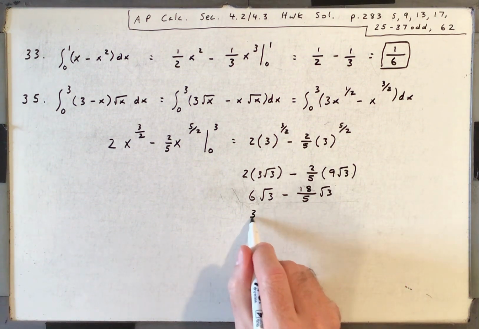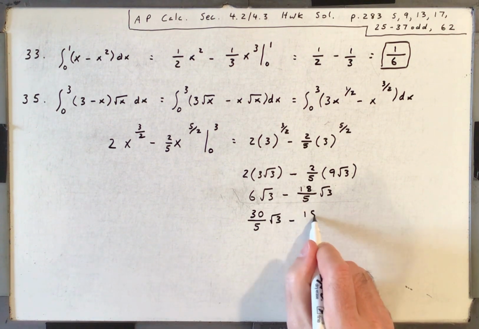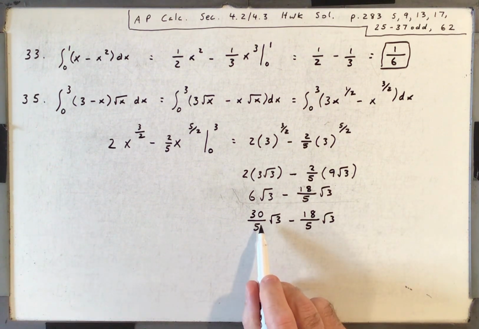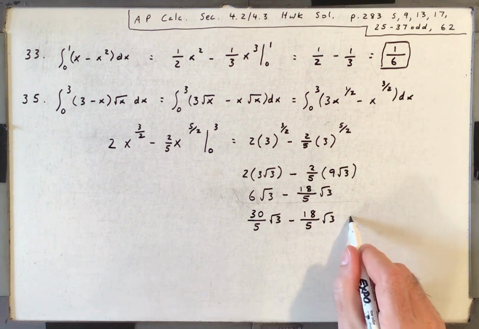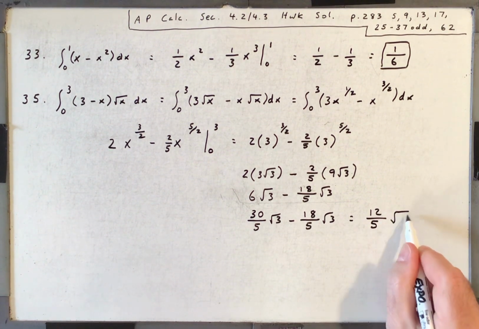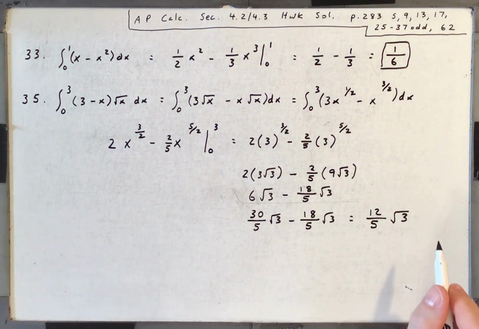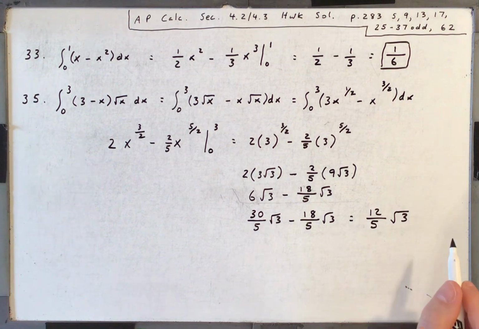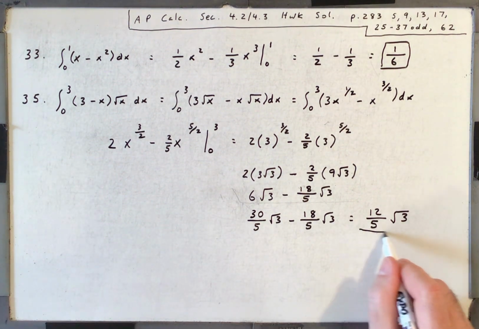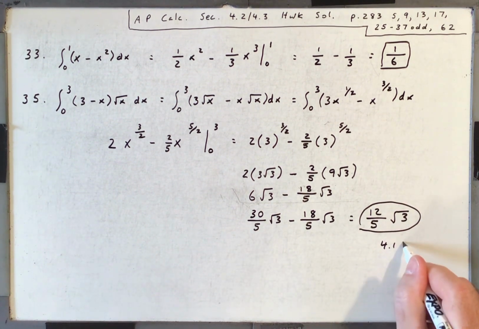Okay, so that's 30 over 5 root 3 minus 18 over 5 root 3. So that would be equal to 12 over 5 root 3. Wow. What a pain in the butt. But that is the right answer. If you do that decimal, it's about 4.15.